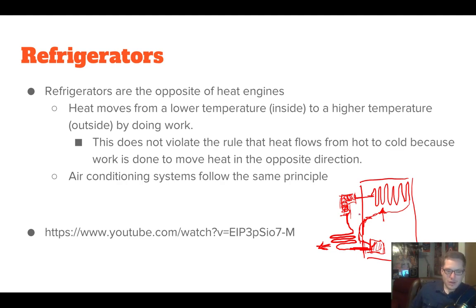This video here does a really good job explaining it. There's lots of really good videos online of people explaining exactly how refrigerators and air conditioners and stuff like that work thermodynamically. But that's it for part 4.